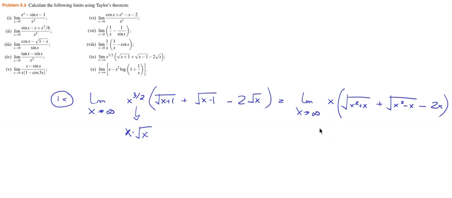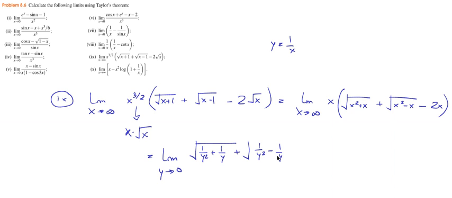And then what you can do, or maybe you could have done it from the beginning, is that whenever you have limits when x goes to infinity, you can rewrite this as a limit when this variable y goes to 0, if y is 1 over x. So then you have here the square root of 1 over y squared plus 1 over y plus the square root of 1 over y squared minus 1 over y minus 2 divided by y, all of them divided by y here, right?